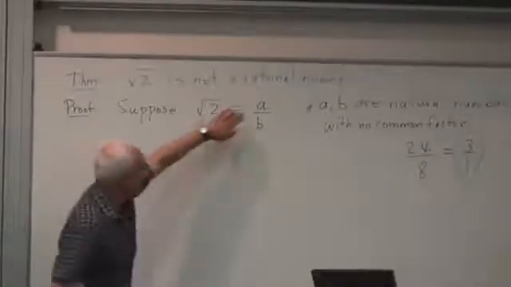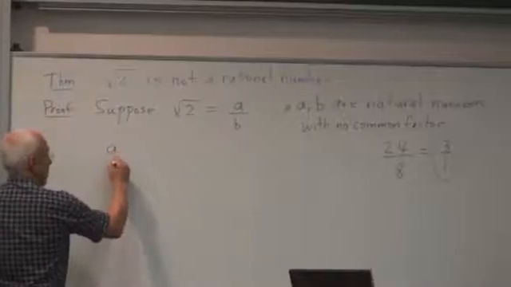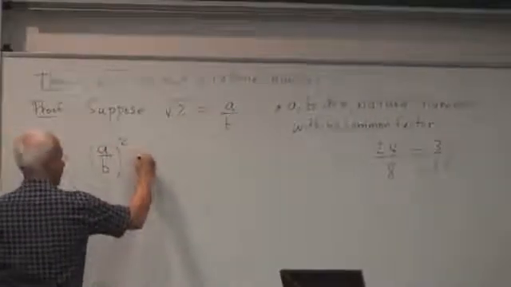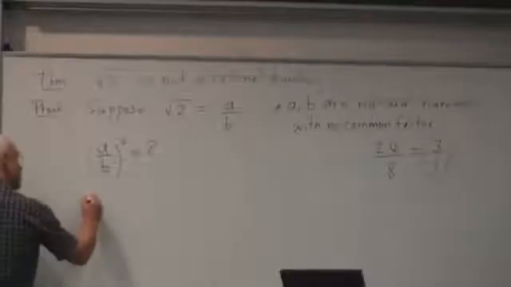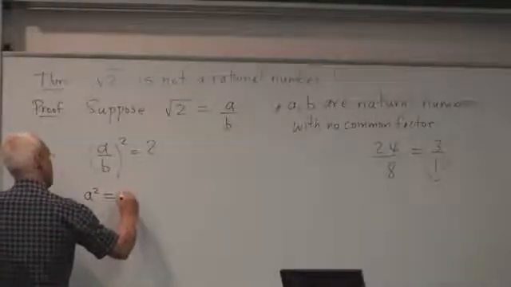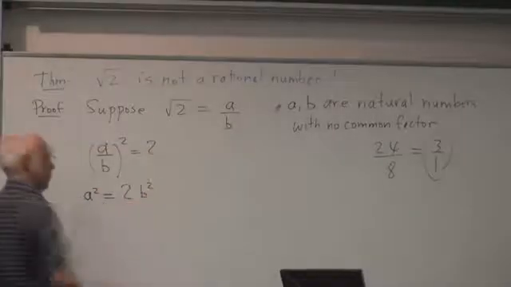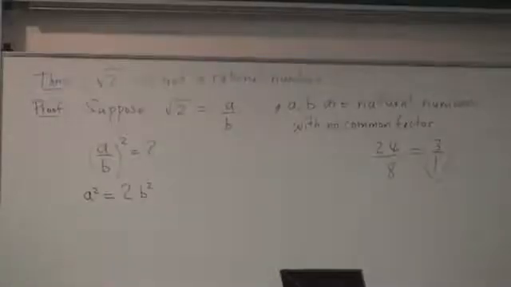So what do we know about this number a over b? Well, we know that (a over b) squared has to equal 2. And we're going to try to get a contradiction. And so we'll look at this equation and first rewrite it as a squared equals 2b squared. Remember, a and b are natural numbers. Okay, what can we conclude from this?